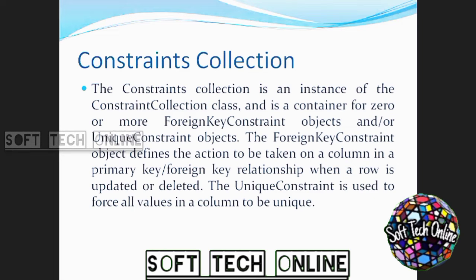Now let's see the constraint collection. The constraint collection is an instance of the ConstraintCollection class and is a container for 0 or more ForeignKeyConstraint objects and UniqueConstraint objects. The ForeignKeyConstraint object defines the action to be taken on a column in a primary key foreign key relationship when a row is updated or deleted.